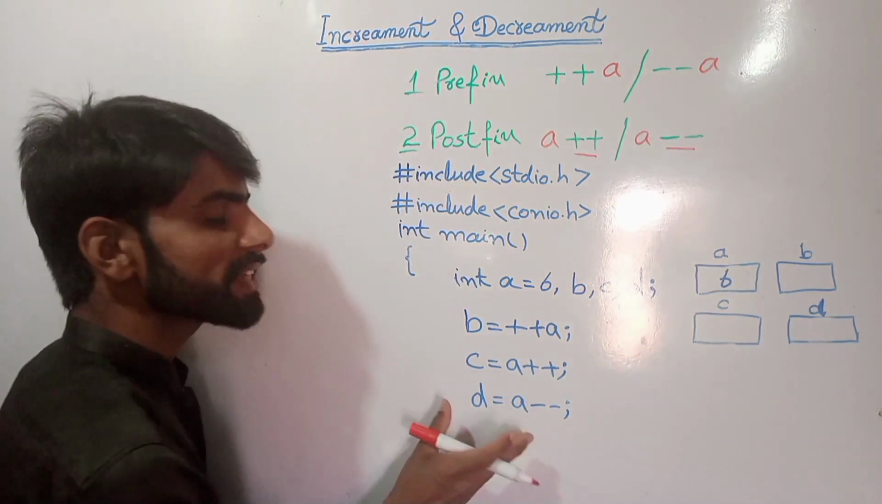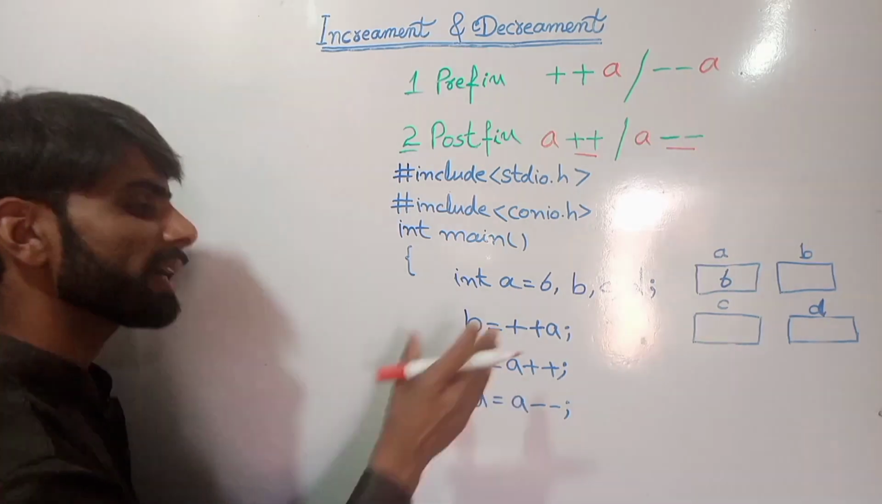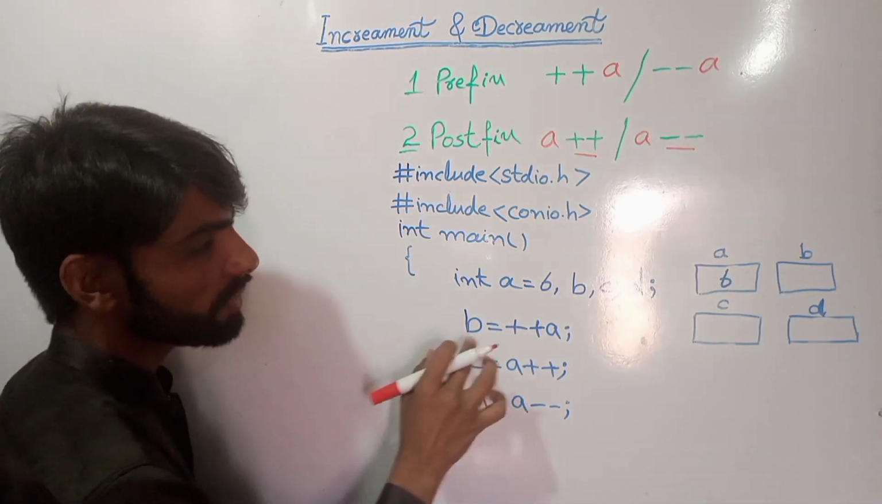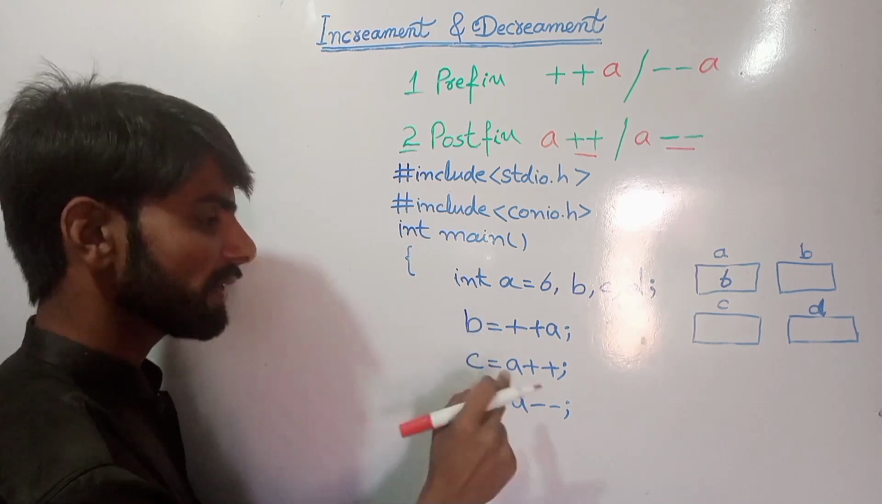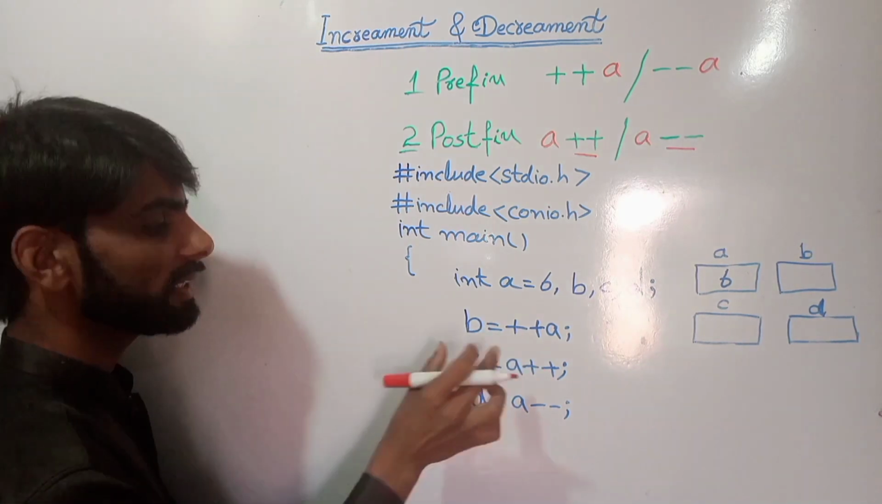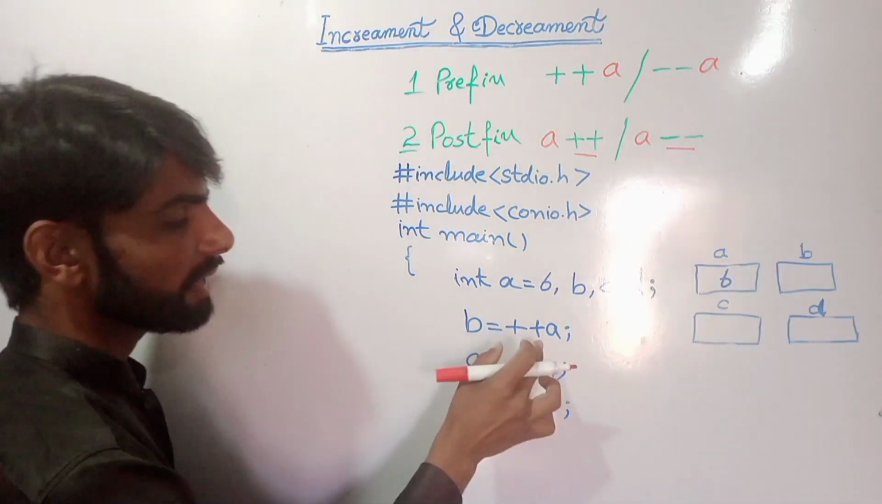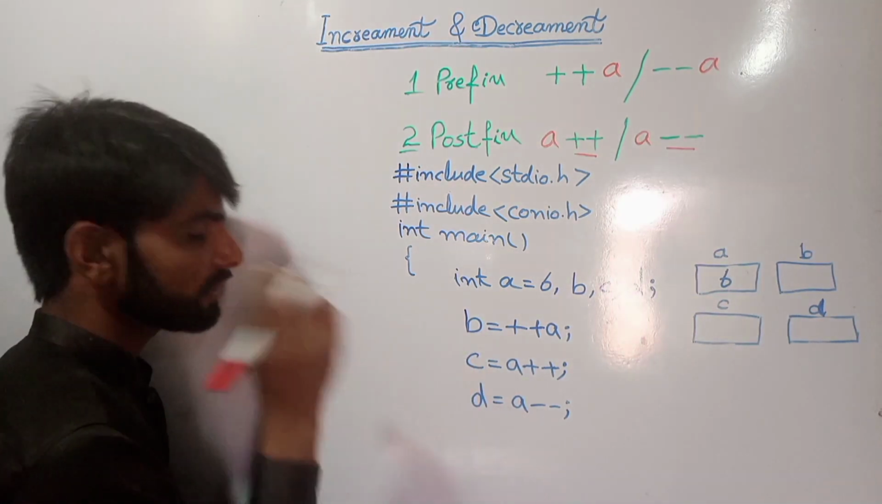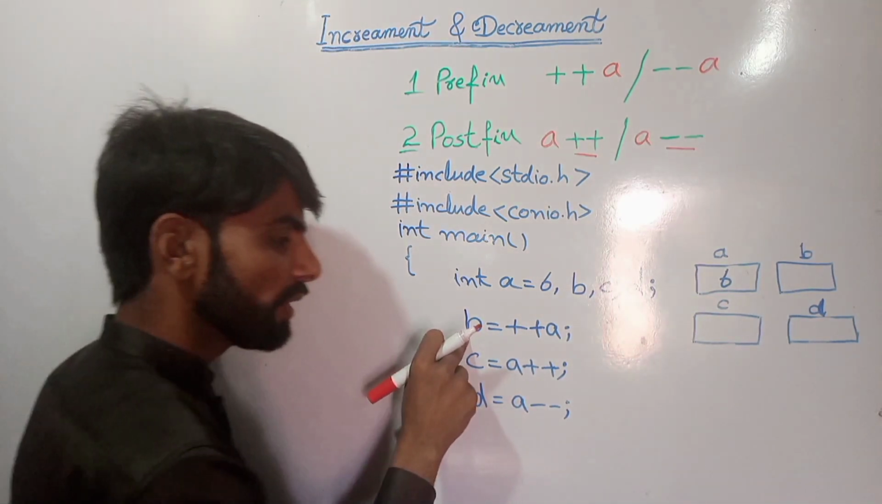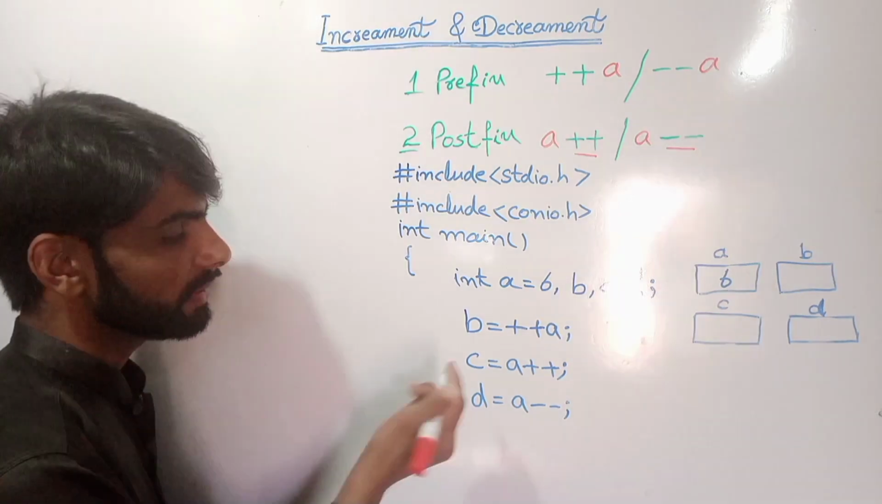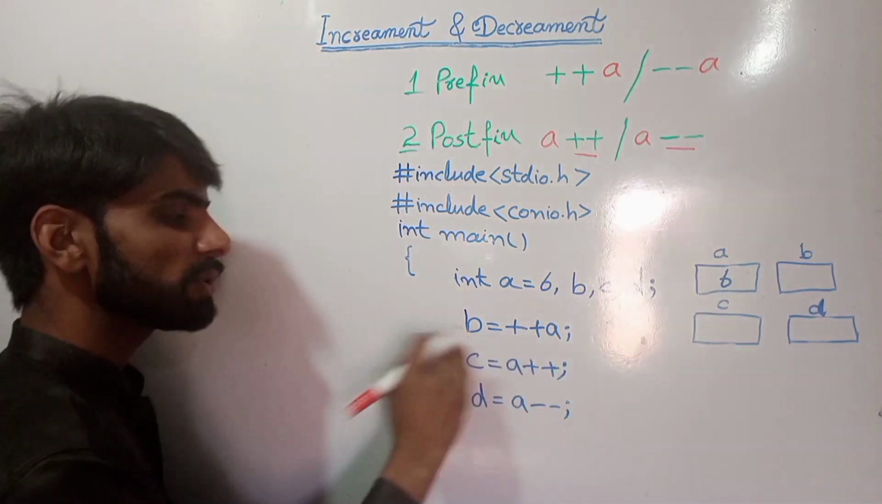So now we will see its execution, right? How will its execution work? In this case we are assigning the value of variable b in the first statement, right? So what value will be assigned to this variable?